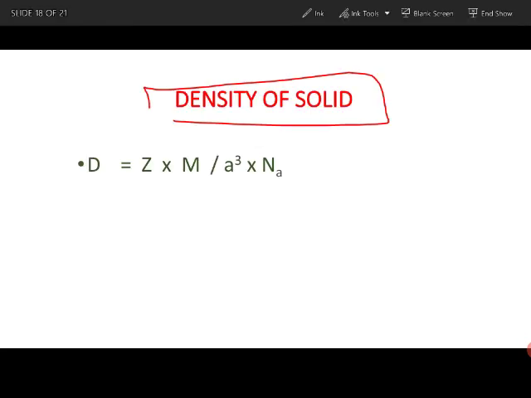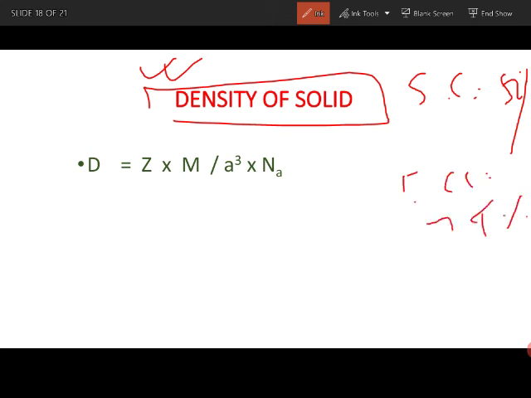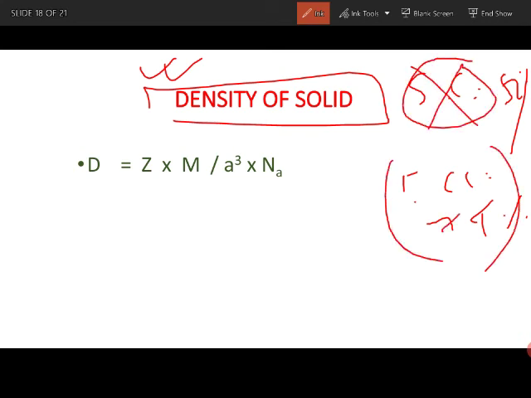Yes, okay. Now the last thing that we will learn is the density of solid. See, just now I said simple cube is packed only 52%. Okay, and FCC is packed how much? 74%. That means which one is more dense? Definitely simple cube. Yes? No. It is FCC that is more packed. Why? Because its efficiency is more.